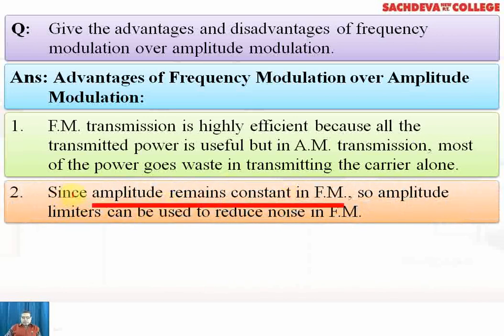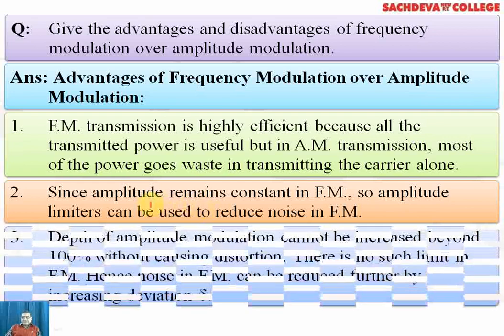Second, the amplitude remains constant in FM, but in amplitude modulation, the amplitude varies. Since amplitude remains constant in FM, amplitude limiters can be used to reduce the noise in FM. So during FM broadcast or FM communication, we find that noise is very effectively reduced, and during receiving the frequency, we don't find any significant noise.